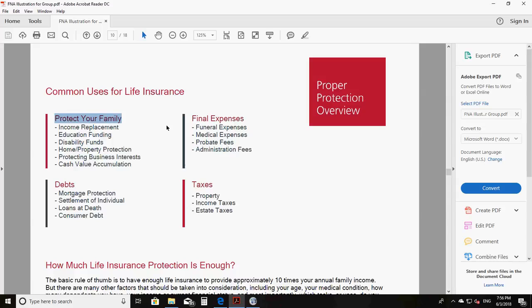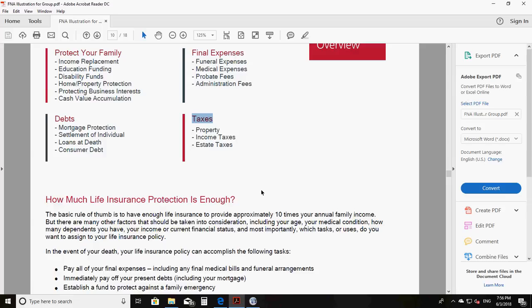But we also need them to know it protects the family, provides income replacement, education funding, disability funds, home property protection, protection of any business interest, and then, depending on the vehicle, possible cash value accumulation. Also, people use it to manage debts: mortgage protection, settlement of individual loans at death, consumer debt, and then to manage tax issues as well: property, income, and estate taxes.